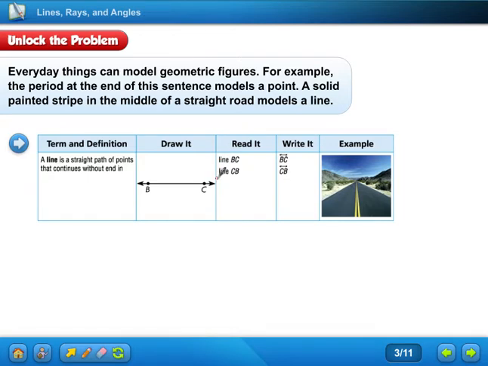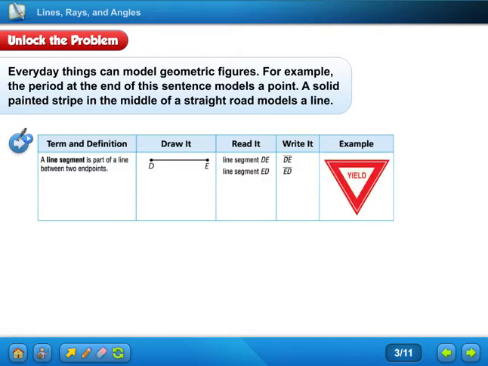Then this one you can read it and write it both ways. So that's why it says BC or CB. And you put arrows on both sides. And then the final one is the line segment, which is just that piece of that line. And you can read this one either way, and you can write it either way. And you write it just with a straight line on top.